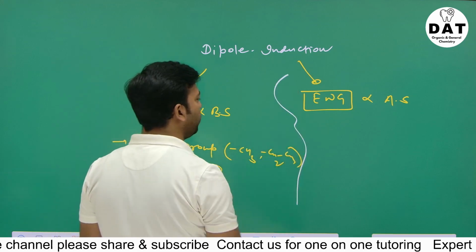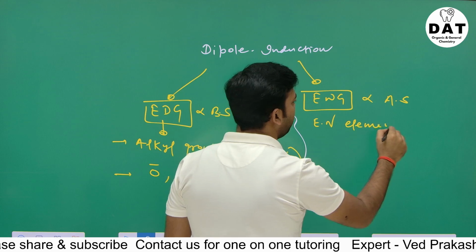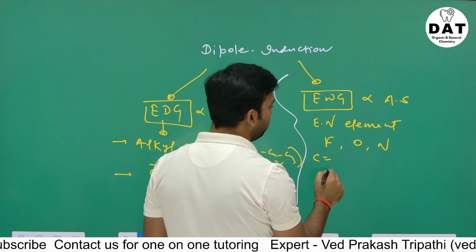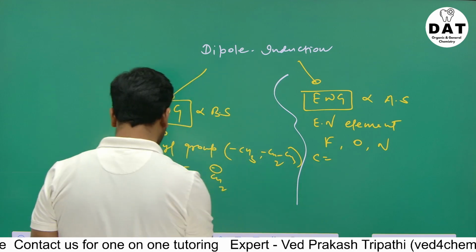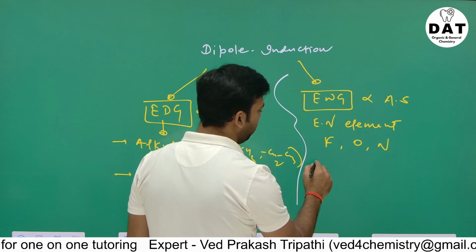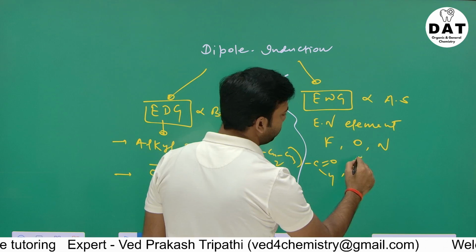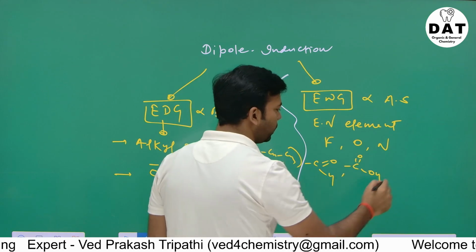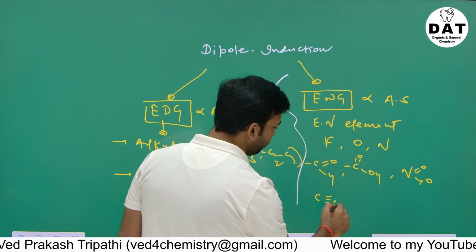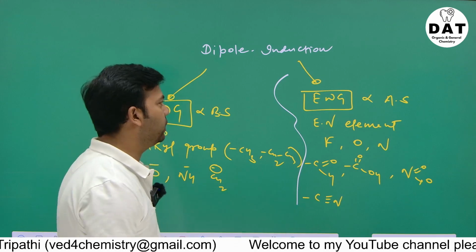Now what is electron withdrawing? Electronegative elements like fluorine, oxygen, nitrogen, carbon, and multiple bond containing functional groups, like C double bond O, carboxylic, NO2 group, cyanide group. So if you have a double bond or triple bond containing functional group, it acts as a withdrawing one.